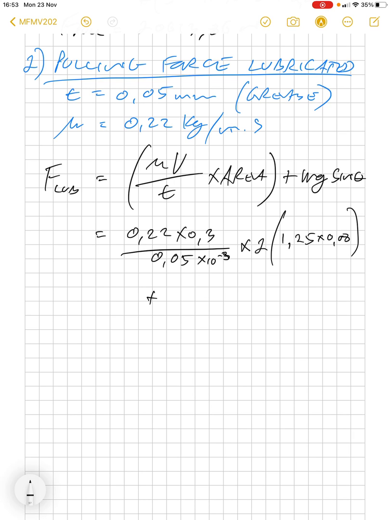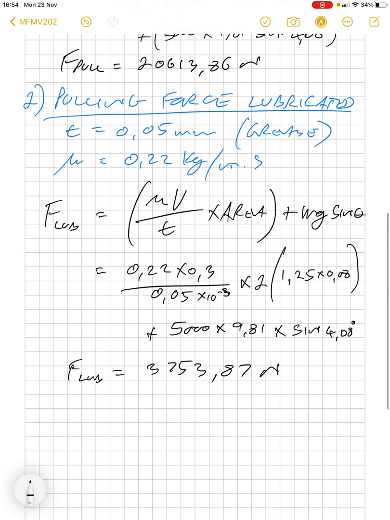And now we add the force due to gravity. 5,000 times 9.81 times the sine of 4.08 degrees. That gives us a force with lubricated skids of 3753.87 newtons, significantly lower than the 20,000 newtons unlubricated. That's only 3,000 newtons.